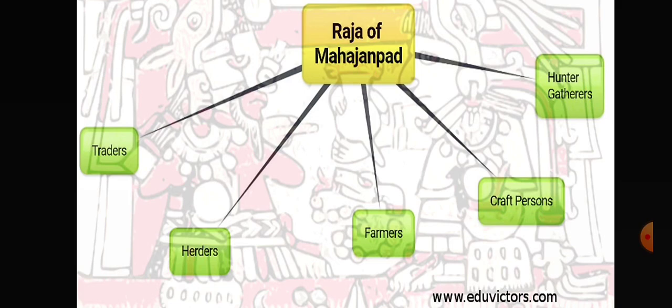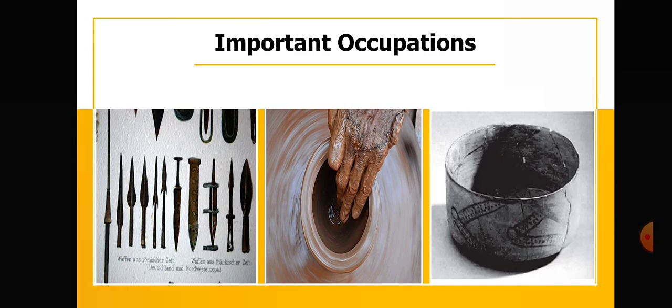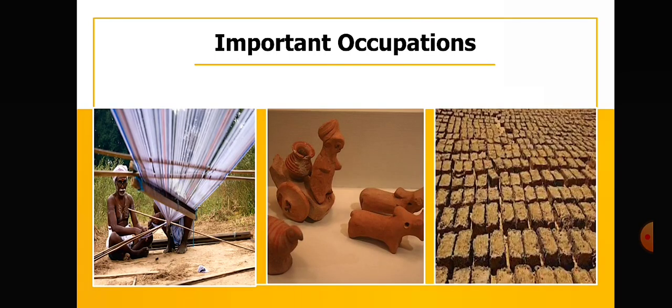In most of the villages there were craftspersons. Blacksmiths made tools necessary for agriculture like plough share, sickle, axes, arrows, etc. Potters made pots for cooking and storing grains. Carpenters made carts, ploughs, furniture. Weavers wove cloth for the villagers.